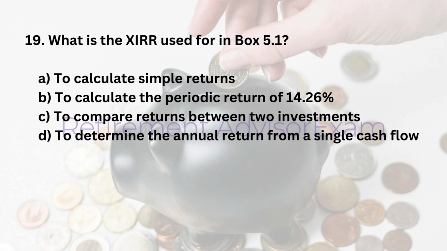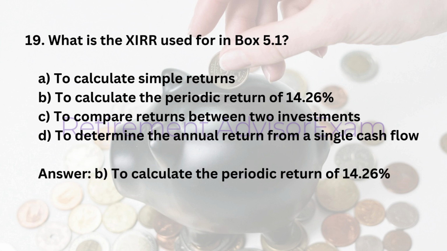19. What is the XIRR used for in box 5.1? A. To calculate simple returns. B. To calculate the periodic return of 14.26%. C. To compare returns between two investments. D. To determine the annual return from a single cash flow. Answer, B. To calculate the periodic return of 14.26%.